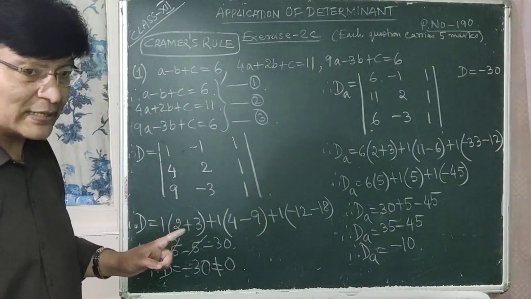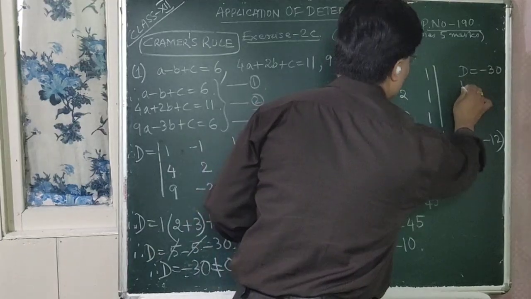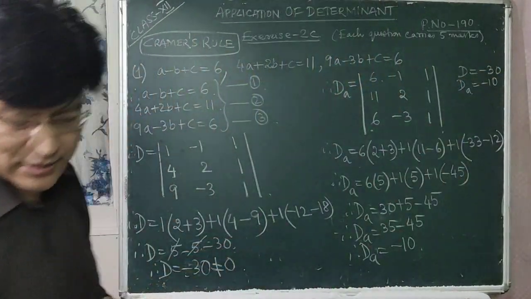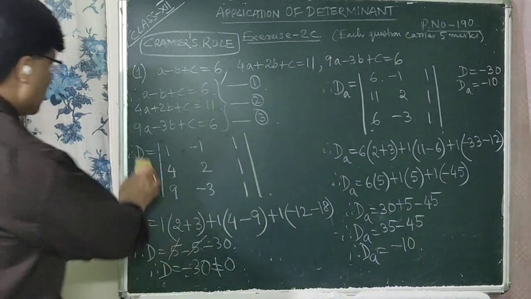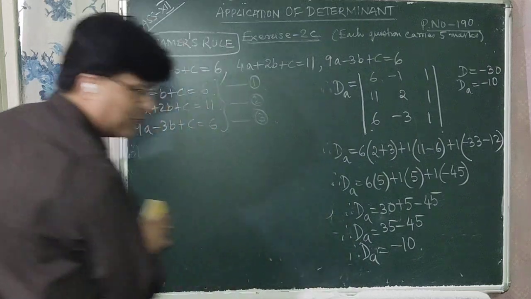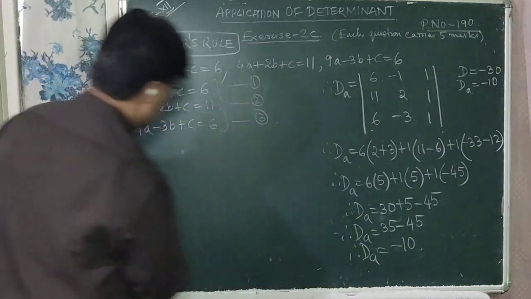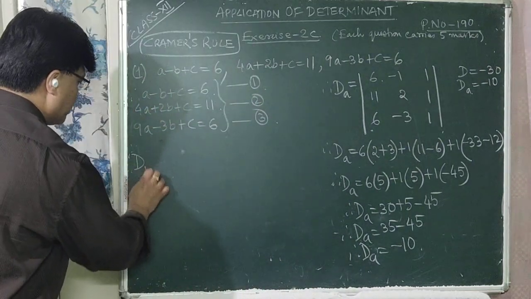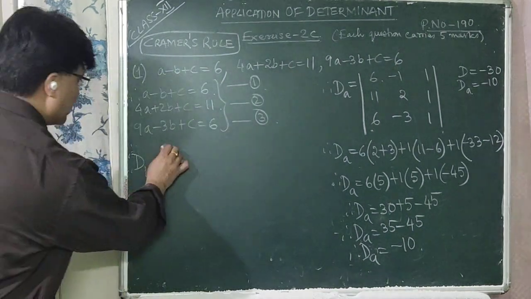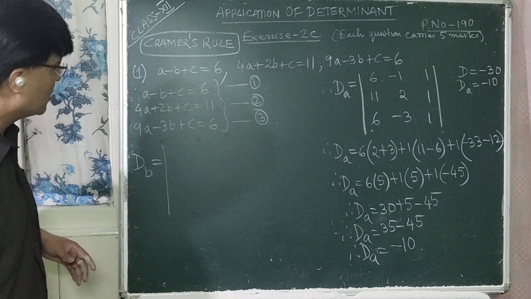Is that clear? So here DA is equal to minus 10. Okay. Now you have to get the value of the determinant DB. What is DB now? How can you find out the determinant here now?